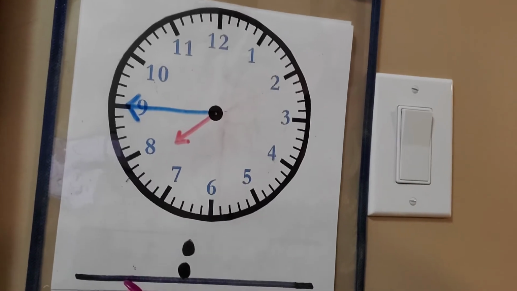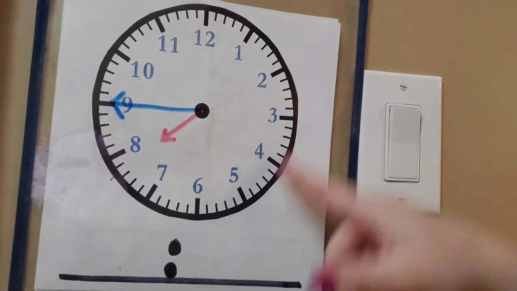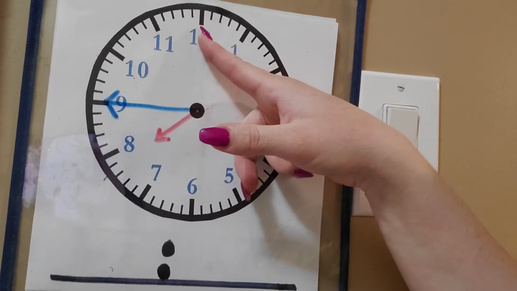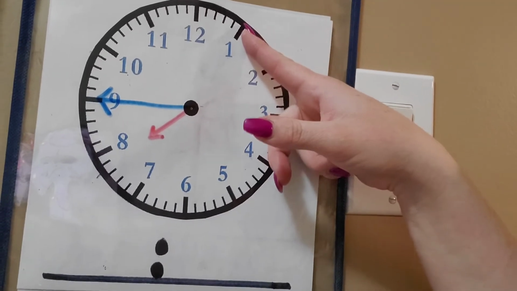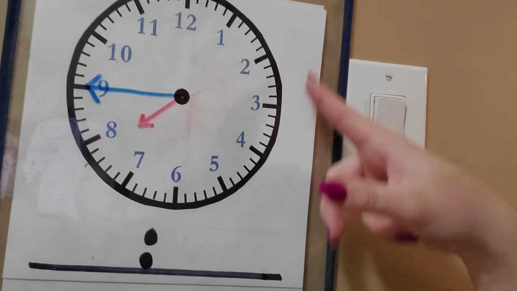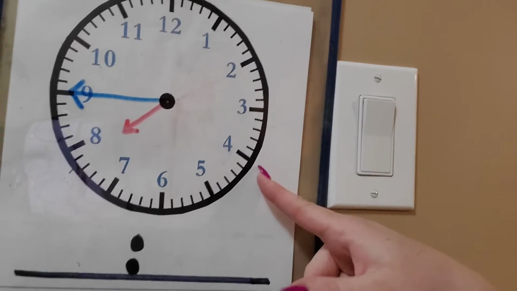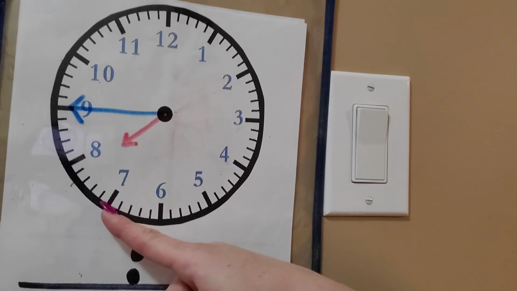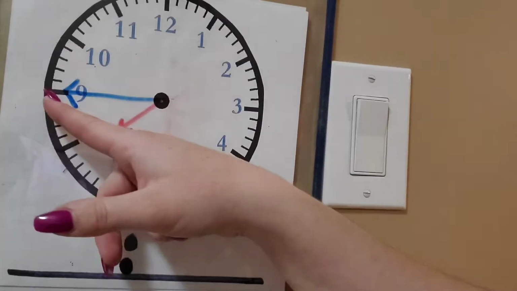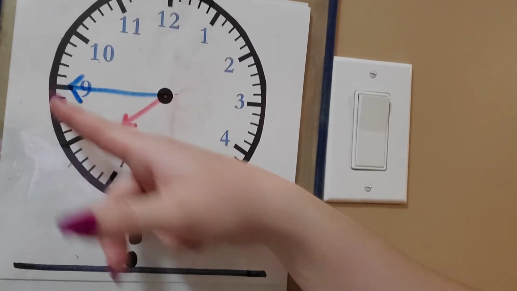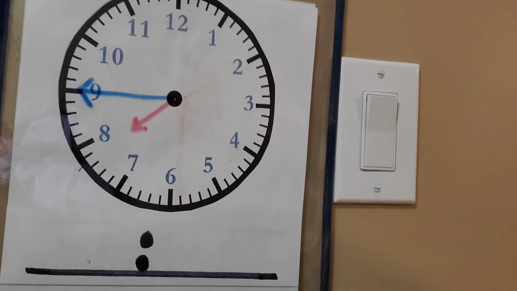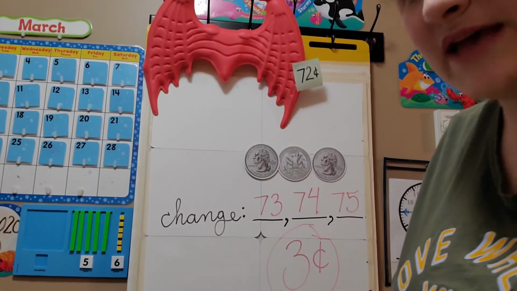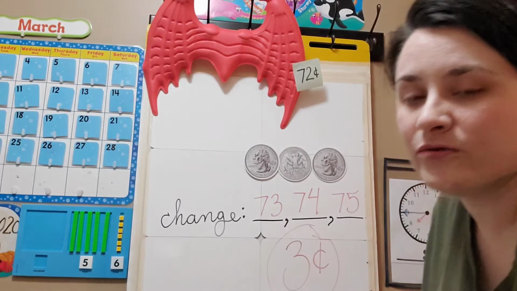So it's 7, and then let's count by 5s till we get to 9. Are we ready? Say it with me. 5, 10, 15, 20, 25, 30, 35, 40, 45. So it is 7:45. What's another way we can say 7:45?